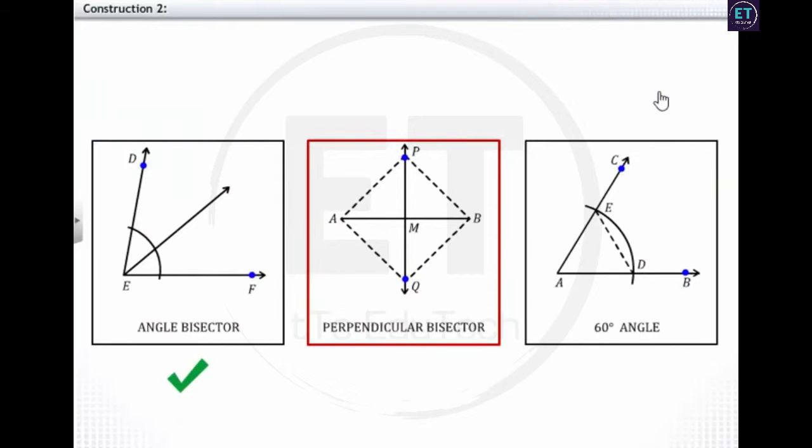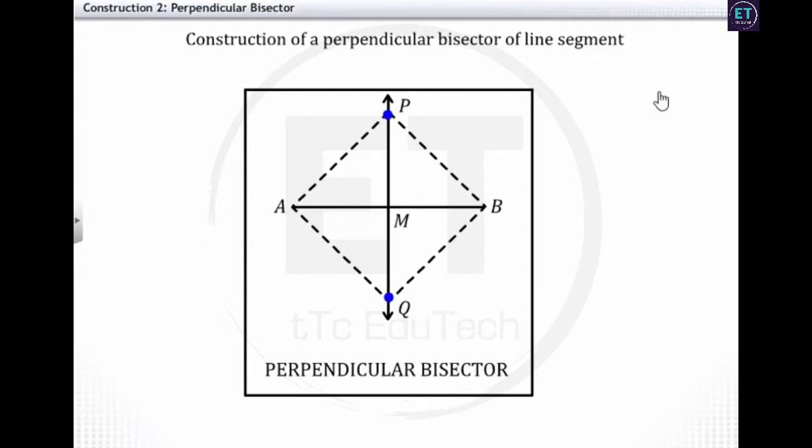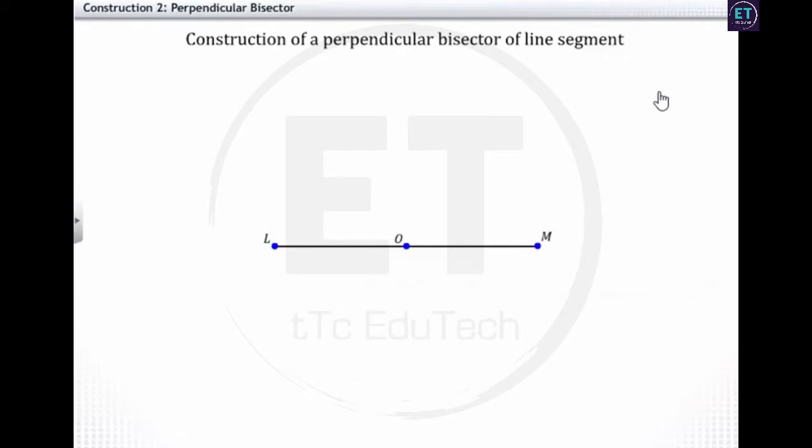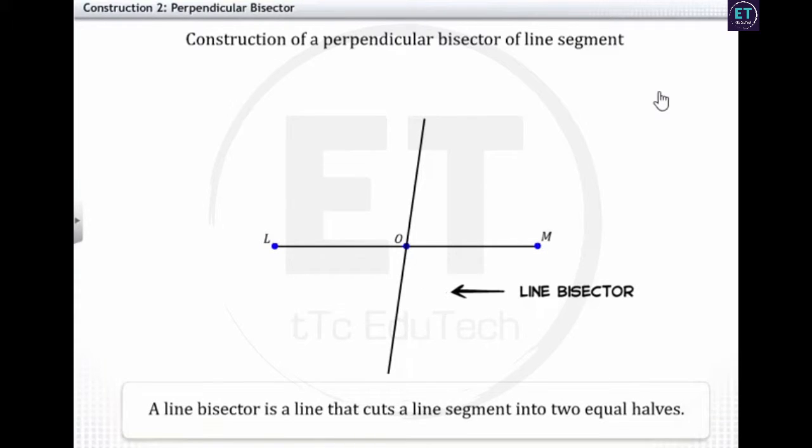Next, let's construct a perpendicular bisector of a given line segment. A line segment LM of length 10 cm is given. Let's mark the midpoint of the line segment LM as O. Draw a line passing through the point O. This line is the bisector of the line segment LM. A line bisector is a line that cuts a line segment into two equal halves.